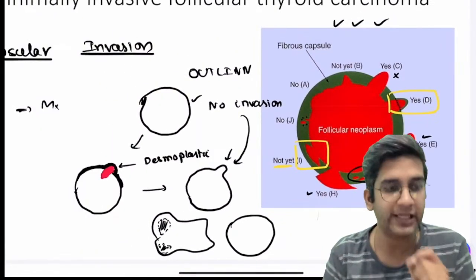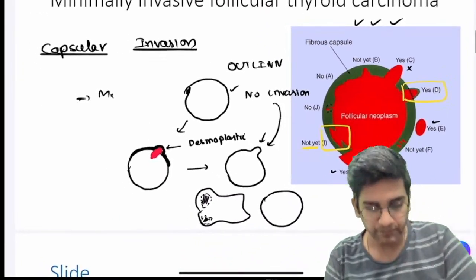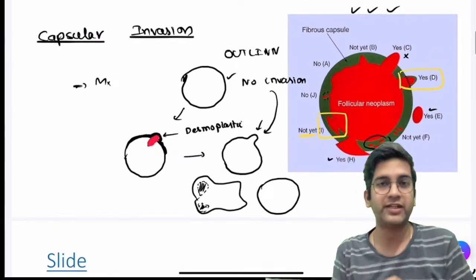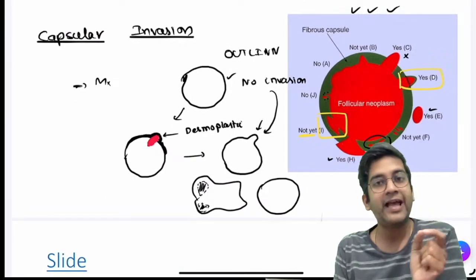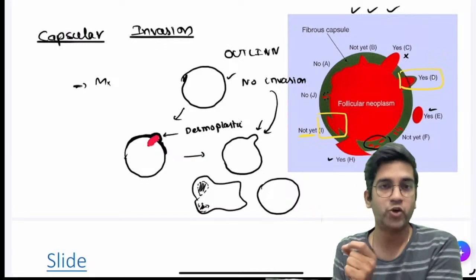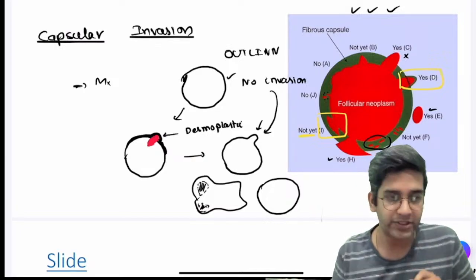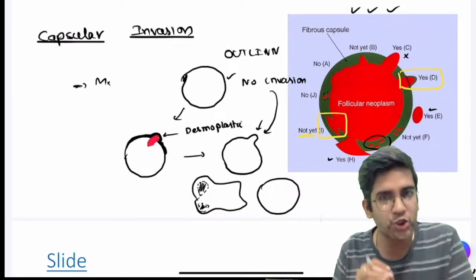That is when I call it a capsular invasion. Is that clear? I call it an invasion of a capsule when it produces a dent and alters the course of a normal capsular outline. So next question is, when do I actually look for invasion?